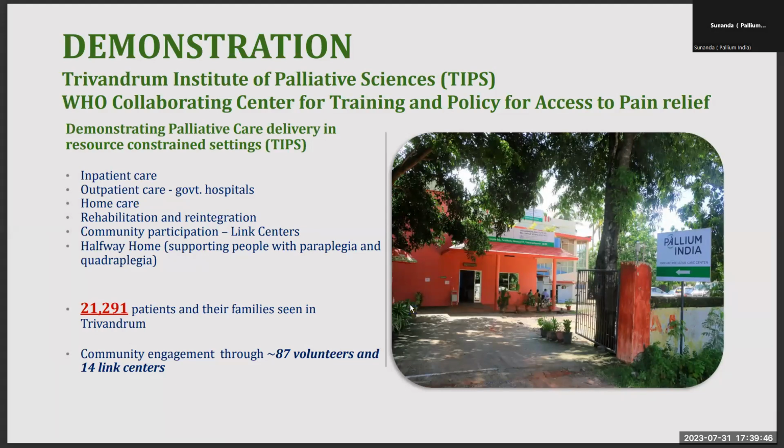And from here, our home care team goes to different parts of Trivandrum. Then we have rehabilitation, we have the halfway home. Okay, and these many patients have been seen in Trivandrum. And when we talk about community engagement, we have around 87 volunteers, and the numbers are growing now, and we have more than 14 link centers. So this is the place.